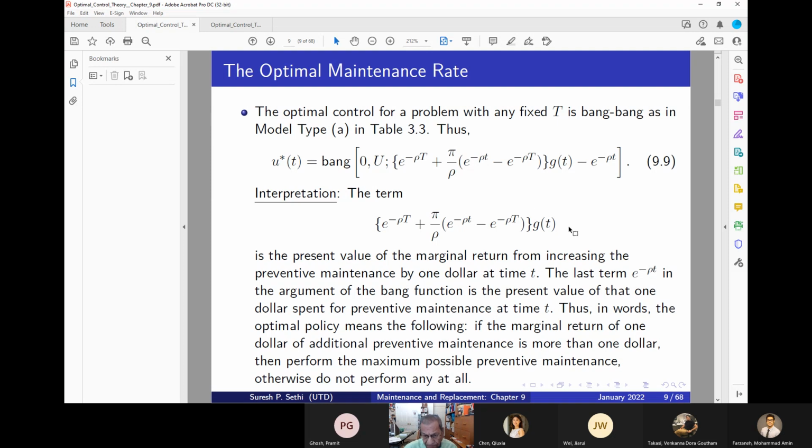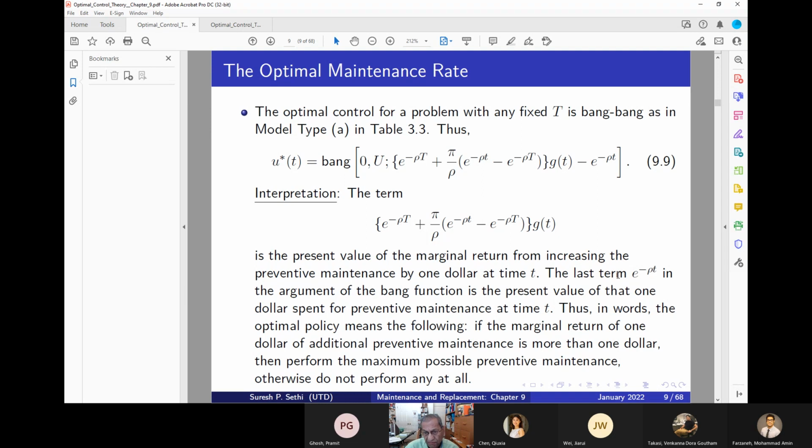This one can be interpreted, and I think we did it last time, but let's just continue with one more time. It is actually the present value of the marginal return from increasing the preventive maintenance by $1 at a time. This is about preventive maintenance, as opposed to necessary maintenance, which you have to do anyway, so there's no control there. But here it says that if I increase the preventive maintenance by $1, what shall I gain? And if that gain is positive, then I increase it as much as possible in this case.